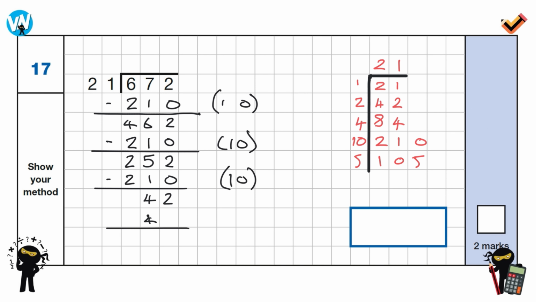So I'm going to take away 42, which is 2 lots. That's 0. And I've got 10, 20, 32. So I've got 32. That's my answer. I would write that in here. And that's my mark. And with me talking you through that, it took me under 2 minutes.